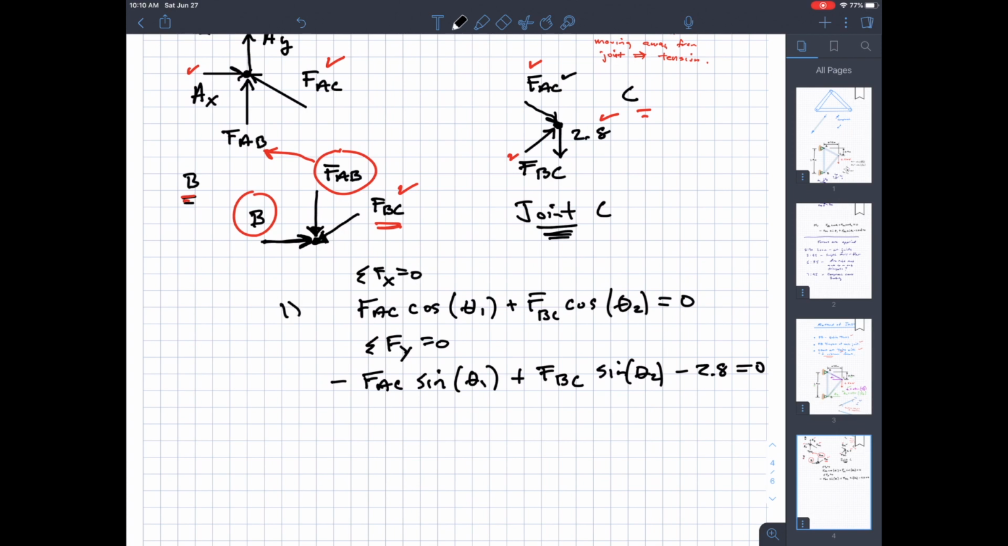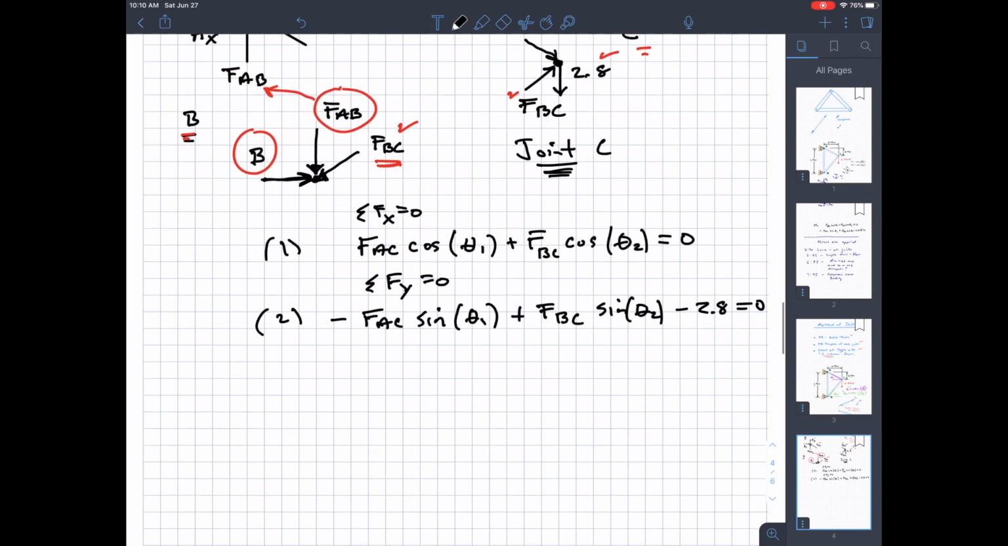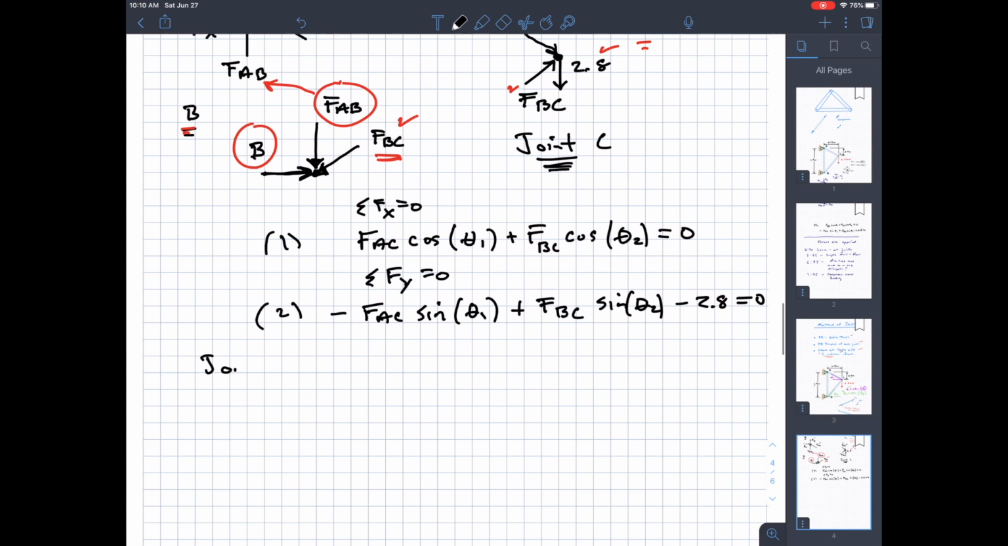Sum of forces in the x direction gives me one equation at joint C, and sum of forces in the y direction gives me the second equation. I could then solve for FBC and FAC. I'm not going to do that. I'm just going to move on to the next joint. Let's look at joint B.